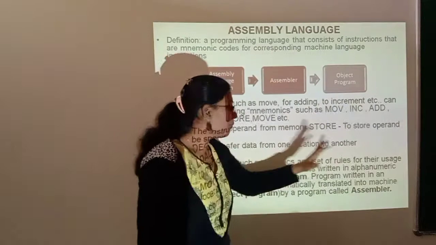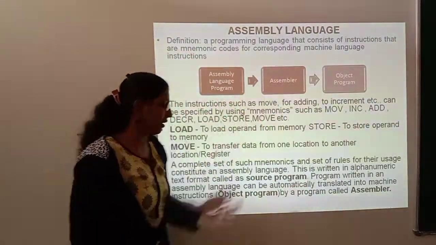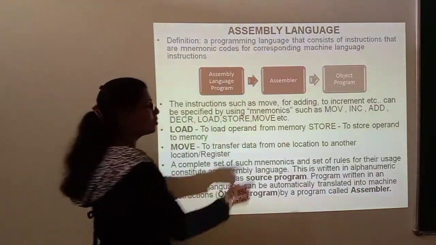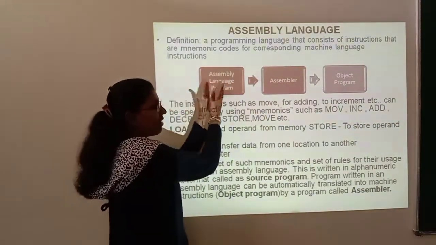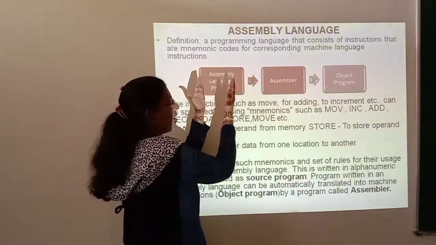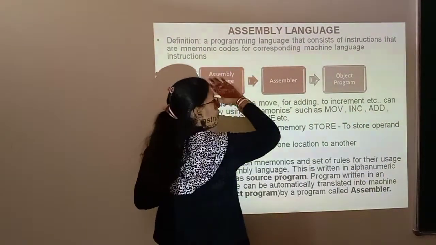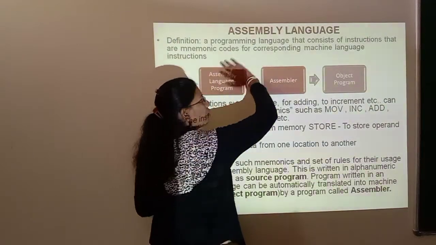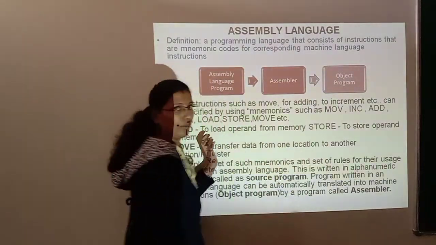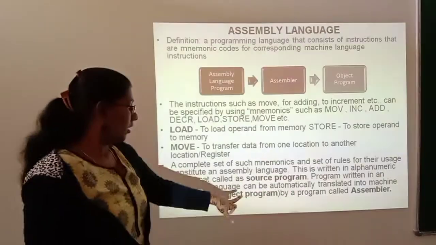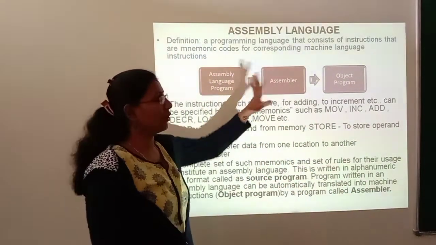And then a program written in an assembly language can be automatically translated into machine language or machine instructions. So that we are going to call as object program. The program which we have written using mnemonics and alphanumeric representation, that we are going to call as a source program, and the automatic conversion from source program to the machine understandable format, that program we are going to call as object program. Clear? Next. So this is going to be done by an assembler.